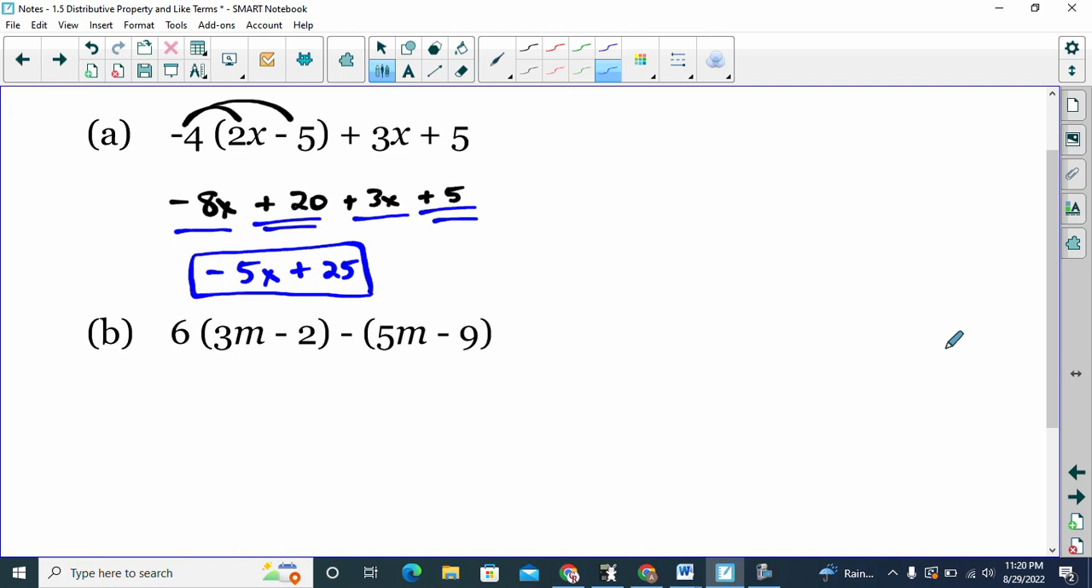Part B, 6 times the quantity 3m minus 2 minus the quantity 5m minus 9. We have a couple parentheses here, so we're going to distribute twice. We're using the distributive property. 6 times 3m, 6 times negative 2. This is understood to be a 1 out front. Negative 1 times 5m. Negative 1 times negative 9.